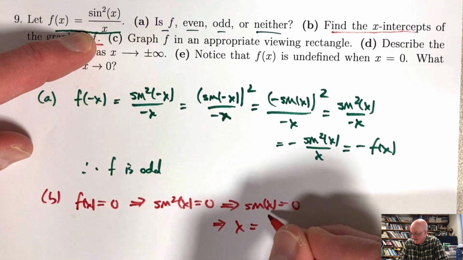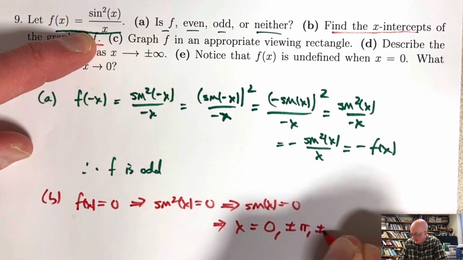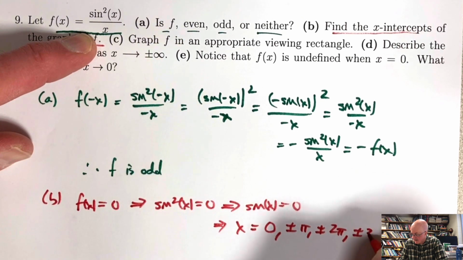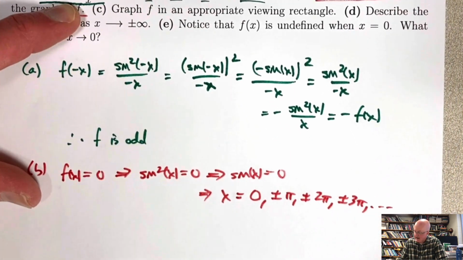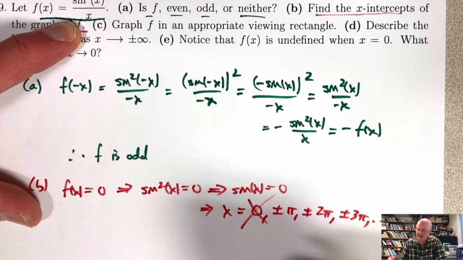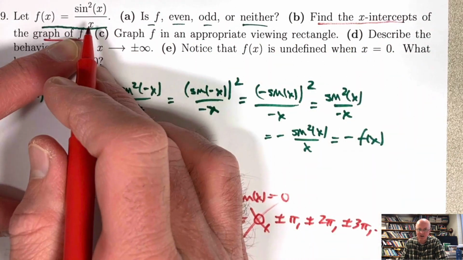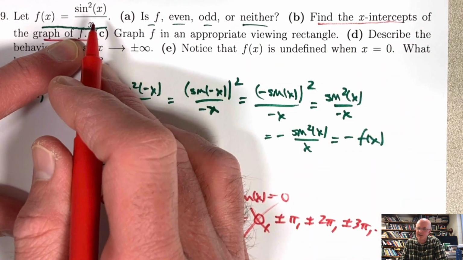So while sine of x equals 0, and I'll go ahead and write that in there, here are the zeros of sine. There are infinitely many of them. 0 has to be crossed out. It's not a root. It's not a zero. It's not an x-intercept of this function because this function's undefined at 0.